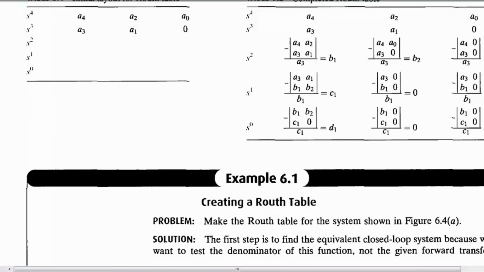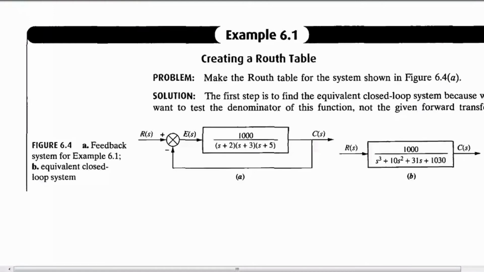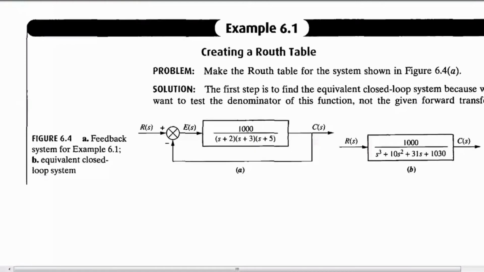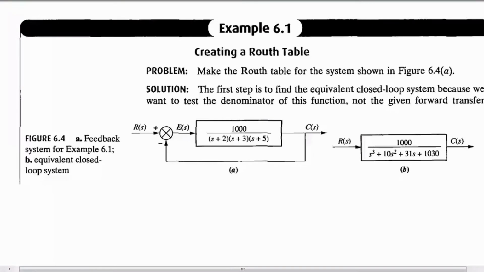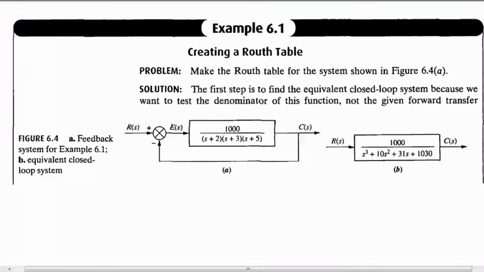Now अब हम क्या करते हैं? Now we'll solve example number 6.1 from the book Control System Engineering by Norman Nise. I'm using a 6th edition. Right. So here we will see how to create a Routh table. ठीक है, और हमारे पास कोई ना कोई transfer function given है. So the problem is, make the Routh table for the system shown in the figure 6.4a.